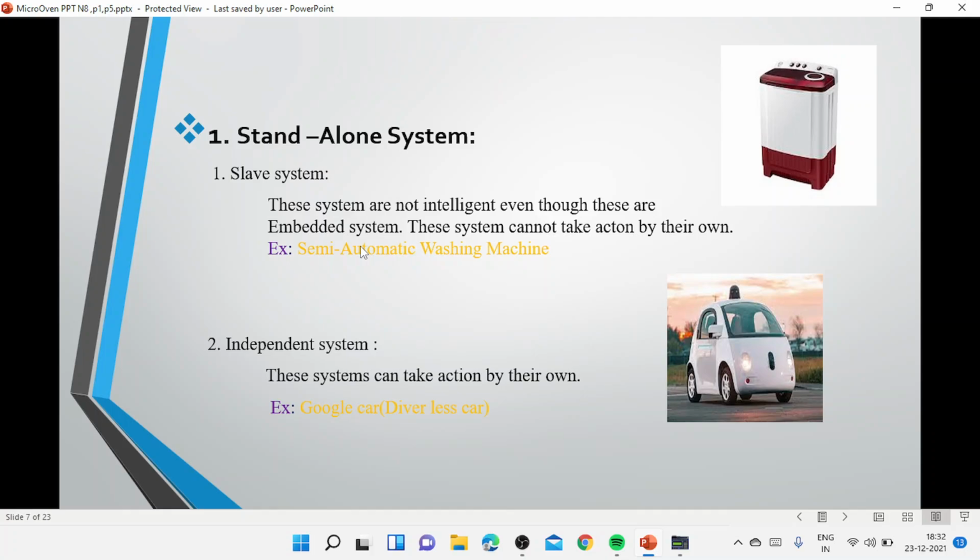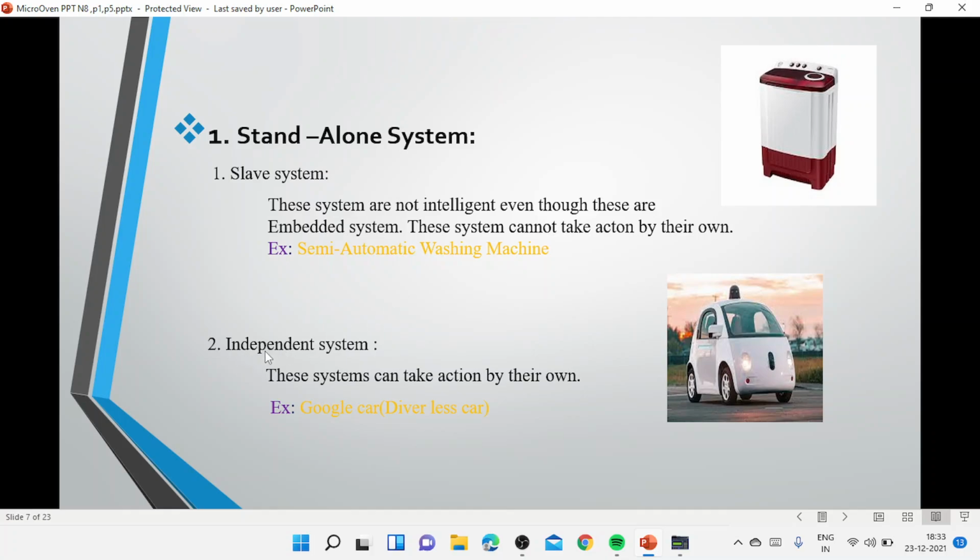First, standalone system. Under standalone system, first is the slave system. These systems are not intelligent even though they are embedded systems. These systems cannot take action on their own, means not self-controlled. An example is a semi-automatic washing machine. It will do the washing, but it is not automated without a user, so we need a user to control it. So we can say this is a slave system, which is a non-intelligent embedded system.